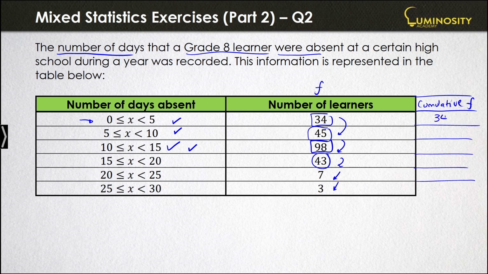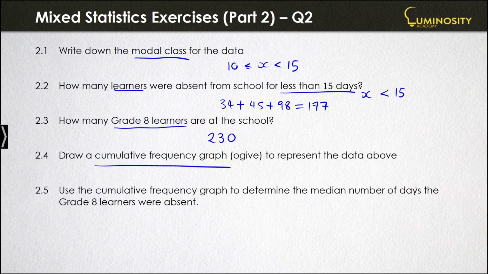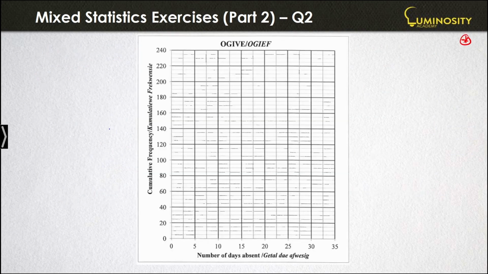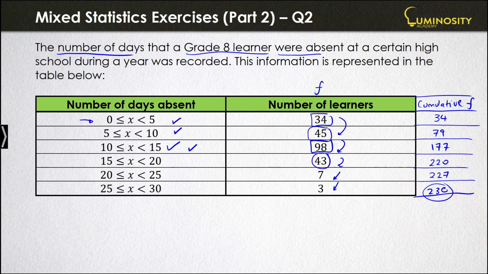Starting at 34, then adding 45, that's going to give you 79. Then we already did that calculation as 177. Then that's going to be 220, 227 and 230, and you can see that grand total of 230 means there were 230 learners in that grade 8 school. Now that we've got that cumulative frequency, the data points will be as follows. Your ogive curve starts at 0, and for 5 it is cumulative up to 34.